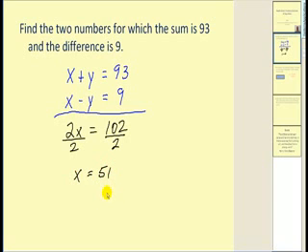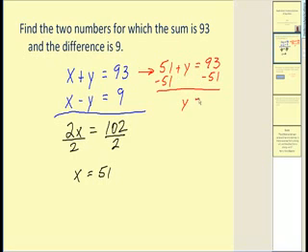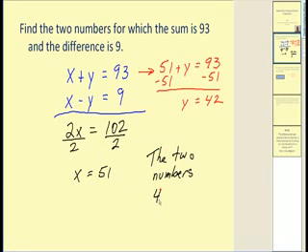Now in order to find the other number, we need to substitute x equals 51 into either of these equations. I will go ahead and just use the first equation. Since x is 51, we can solve this equation for y by subtracting 51 on both sides. And we can see here that our second number will be equal to 42. So we can say the two numbers whose sum is 93 and whose difference is 9 would be 42 and 51.